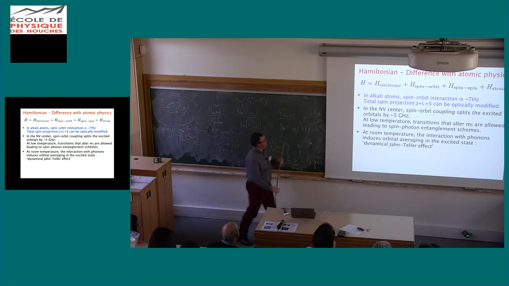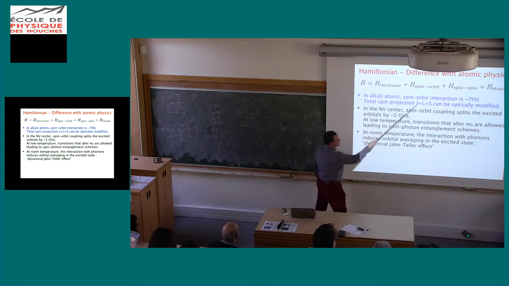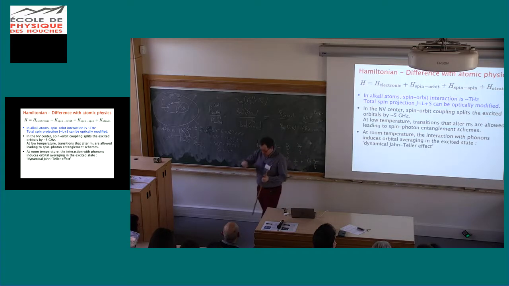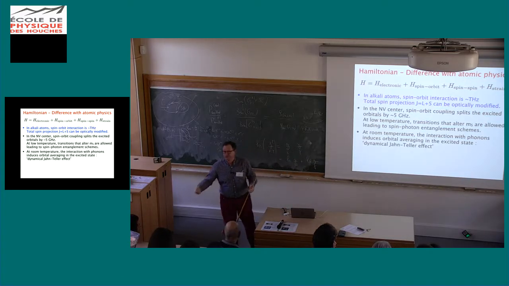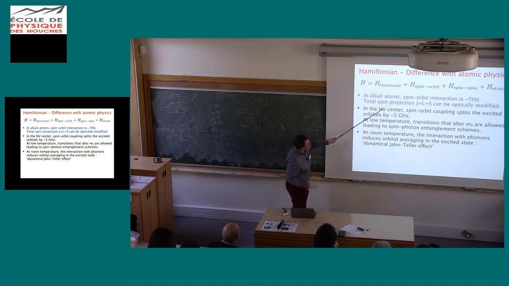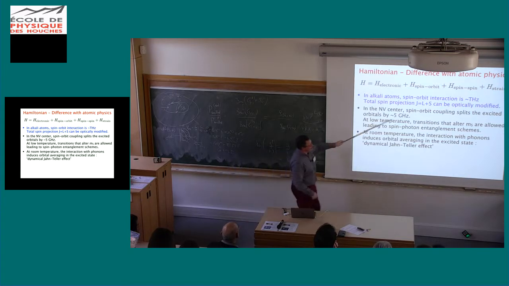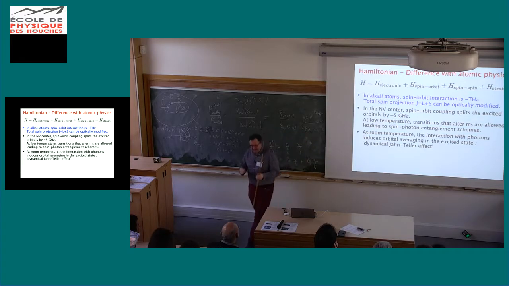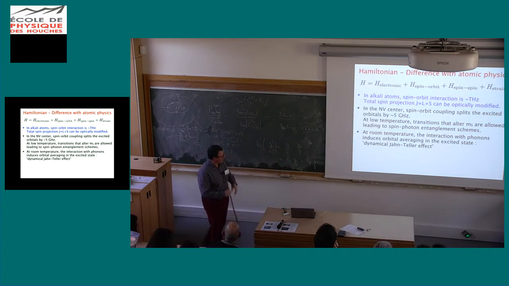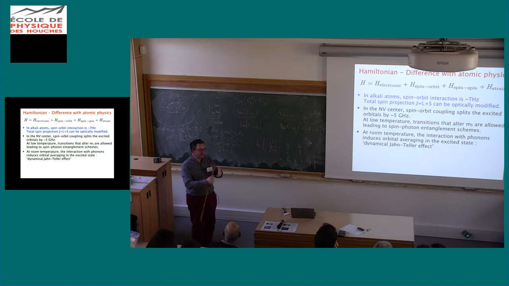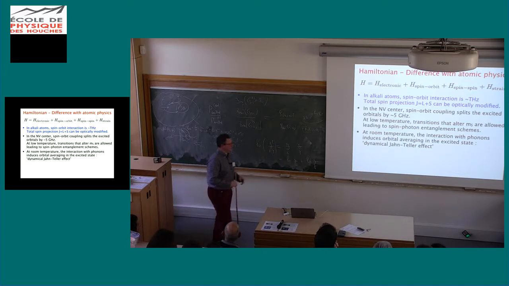And that's why the total angular momentum, J equal L plus S, can be optically modified, and we usually write the selection rules using this basis. In my case, for the NV center, the spin-orbit coupling will be much lower. And it will only split the excited orbitals by 5 gigahertz. So this means that if I am at low temperature, transitions that can modify MS will be allowed.